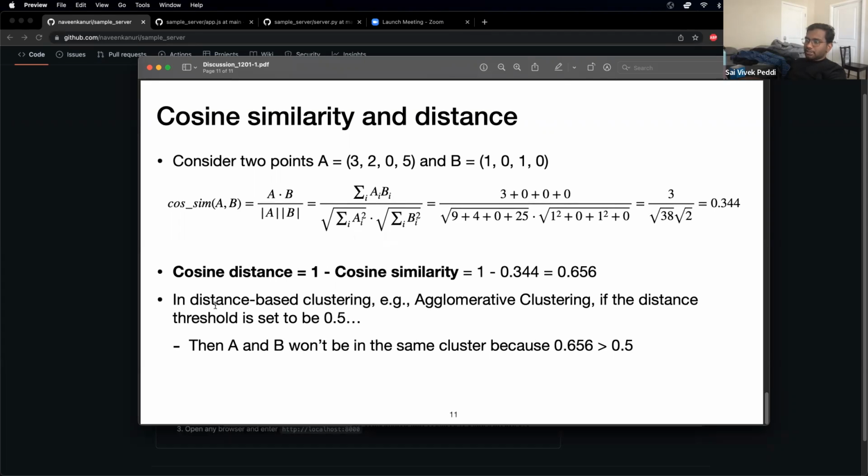And if distance-based clustering is happening, like agglomerative clustering, A and B won't be in the same cluster. These data points A and B will not be in the same cluster, because we've decided the distance threshold is 0.5, but since the distance is 0.656, that means they don't belong to the same cluster.